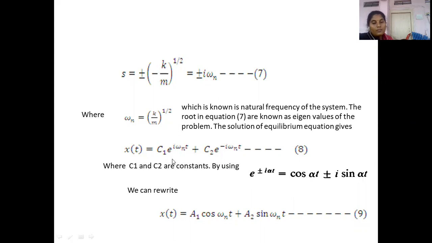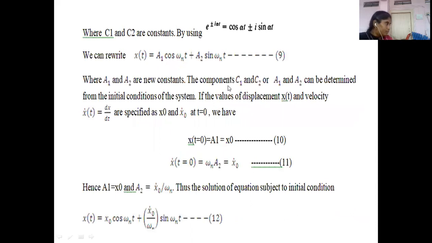Now you separate the cos terminology and the sin terminology separately, and the constants C1 plus C2 and C1 minus C2 are indicated by A1 and A2 over here, and that equation we can rewrite in terms of A1 and A2, so that will become A1 cos omega n t plus A2 sin omega n t. Okay, that is the equation number 9.